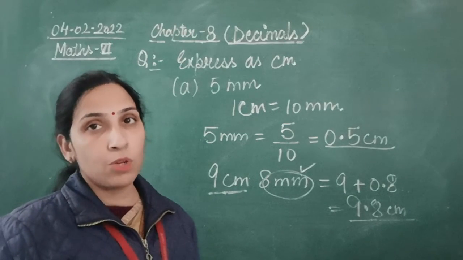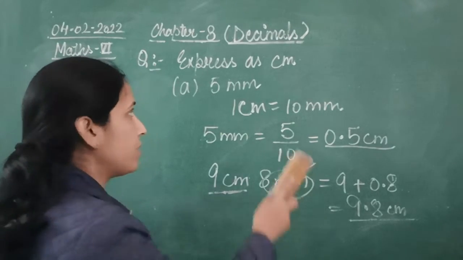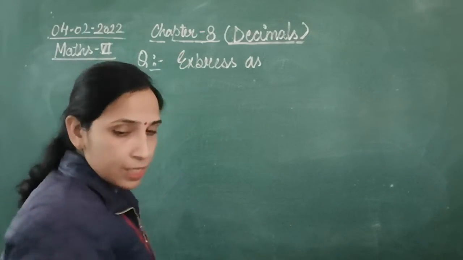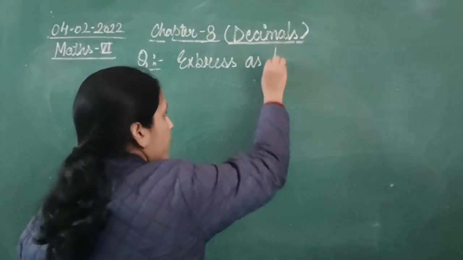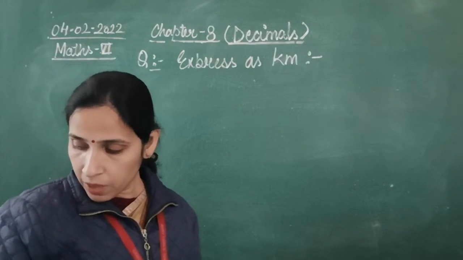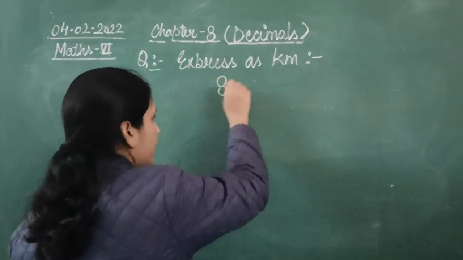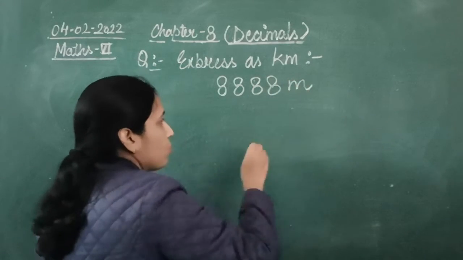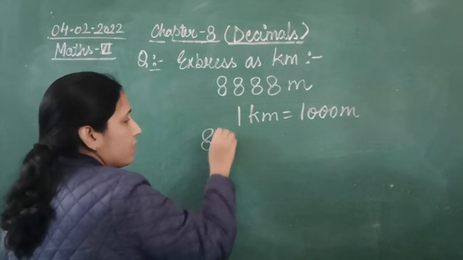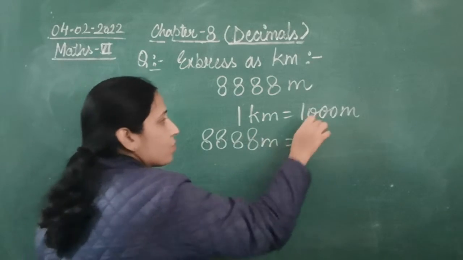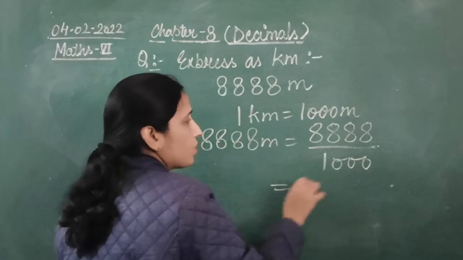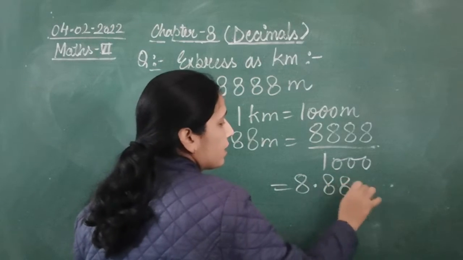Next, express as kilometer. Instead of meter and centimeter, now the next question is: express as kilometer. How can you express such a question using kilometer? For example, if you are given 8,888 meter. We know 1 kilometer is equal to 1,000 meter. So 8,888 meter is equal to, now 8,888 will be divided by 1,000. What will you get? Put a decimal here. 8.888 kilo.